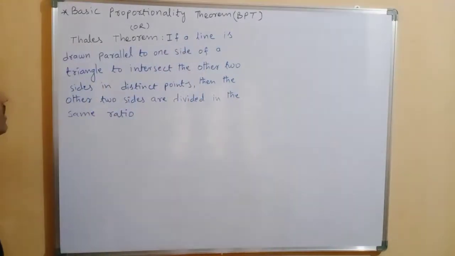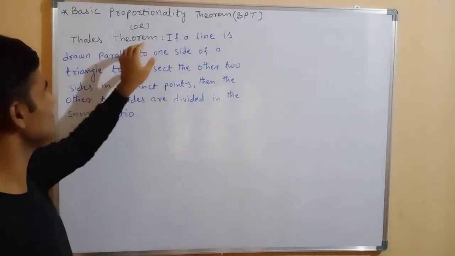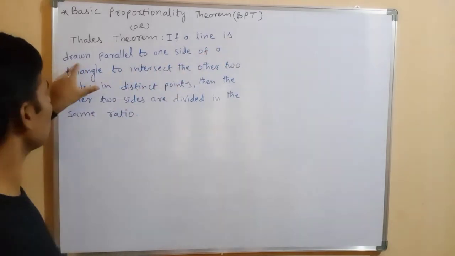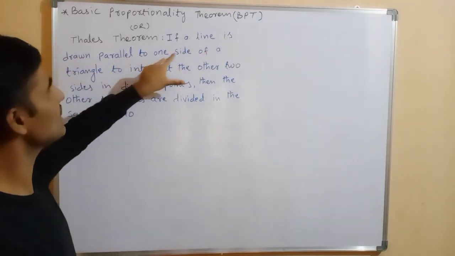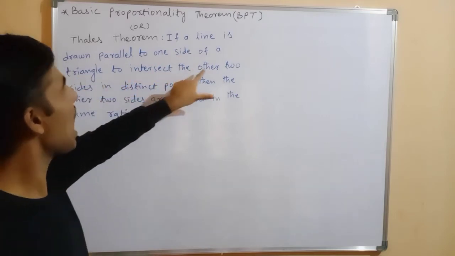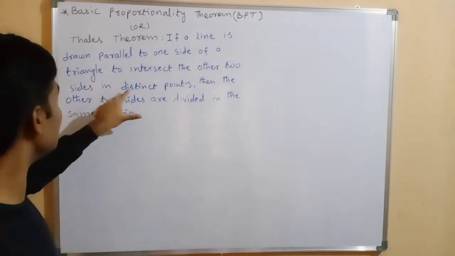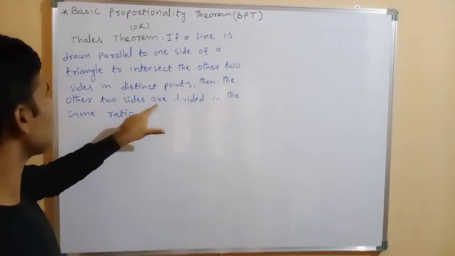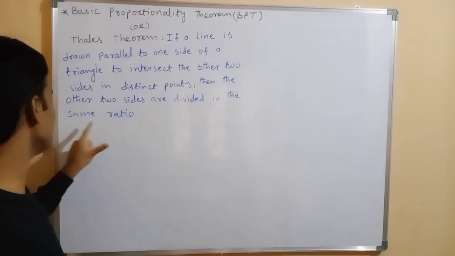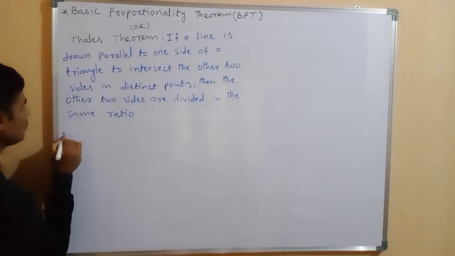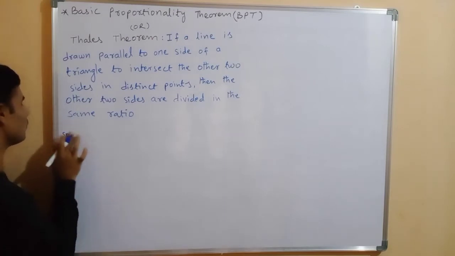See, this is the statement. If a line is drawn parallel to one side of a triangle to intersect the other two sides in distinct points, then the other two sides are divided in the same ratio. It is a theorem, so now we are writing the proof.